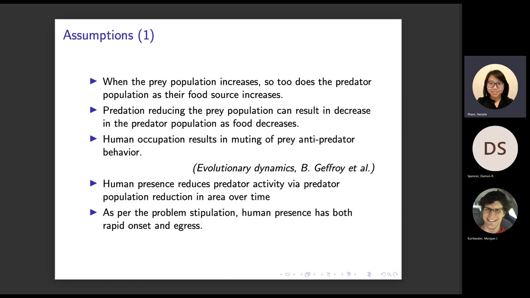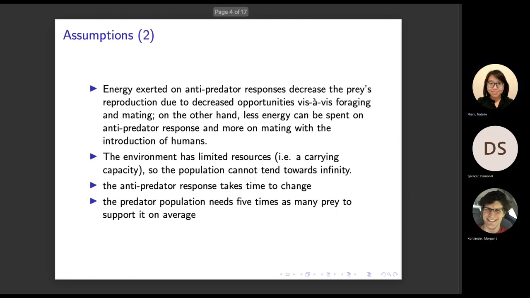As per the problem stipulation, human presence has both rapid onset and egress. The anti-predator response of the prey population needs energy, and if the anti-predator response increases, the prey will be less likely to find food, mate, and also reproduce. However, the survival probability will increase.